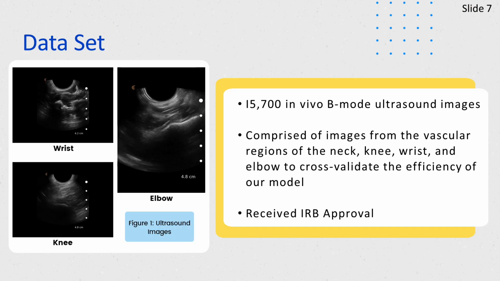In order to reconstruct images with sufficient accuracy, USDL requires a vast amount of data for training and testing purposes. Since most ultrasound datasets are private sector, we developed our own dataset consisting of 15,700 in vivo images from the vascular regions of the neck, knee, wrist, and elbow, as seen in Figure 1, to cross-verify and allow USDL to be applicable to many regions of the body.